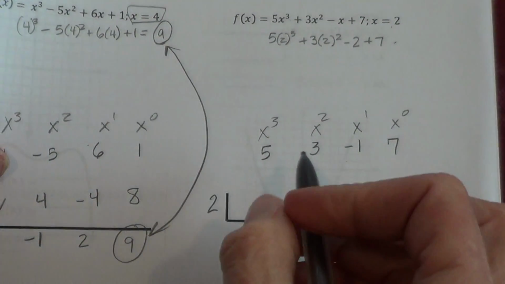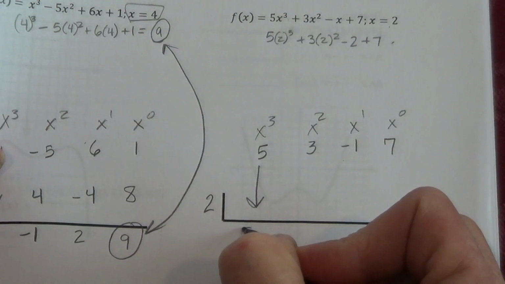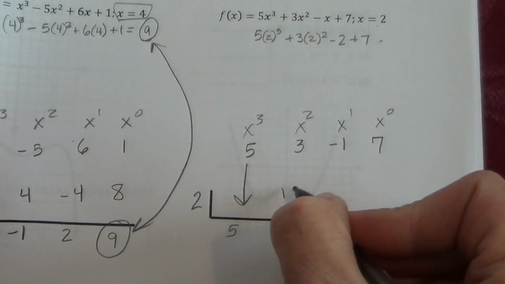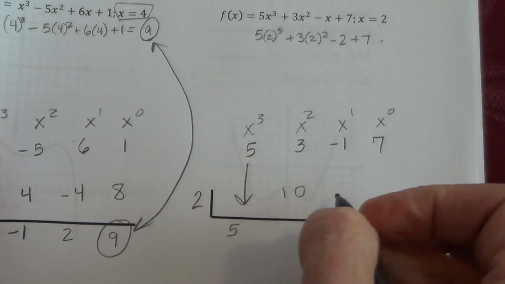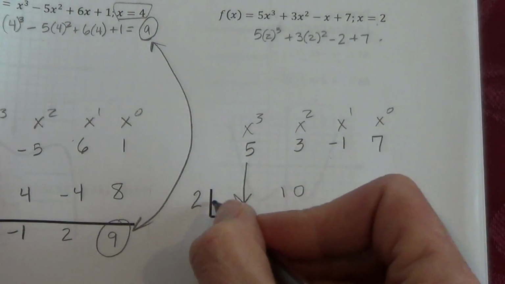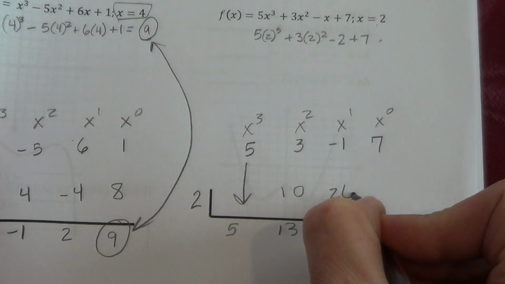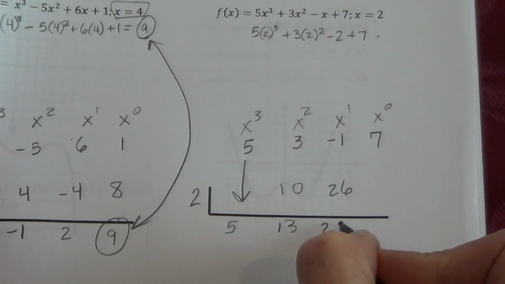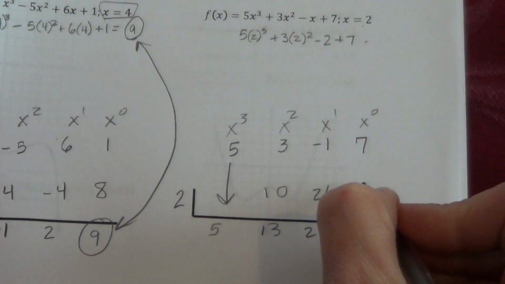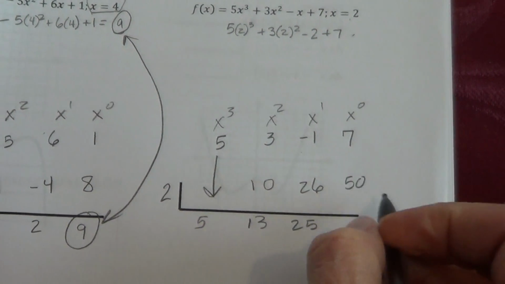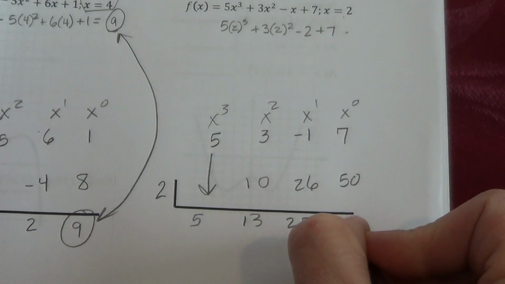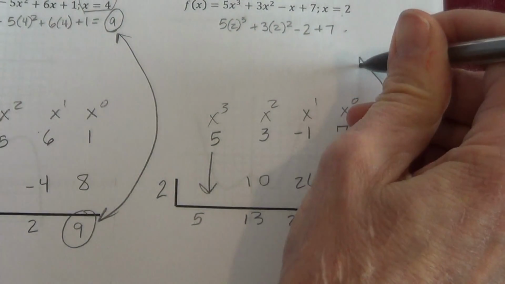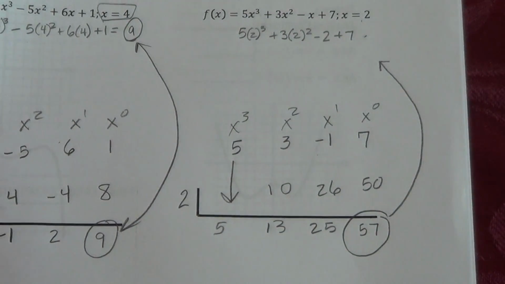Okay, so now we drop down the first one, that's 5. 5 times 2 is 10. 3 plus 10 is 13. 13 times 2 is 26. 26 plus -1 is 25. 25 times 2 is 50. And 50 plus 7 is 57. So check your answer and see if that's what you got.